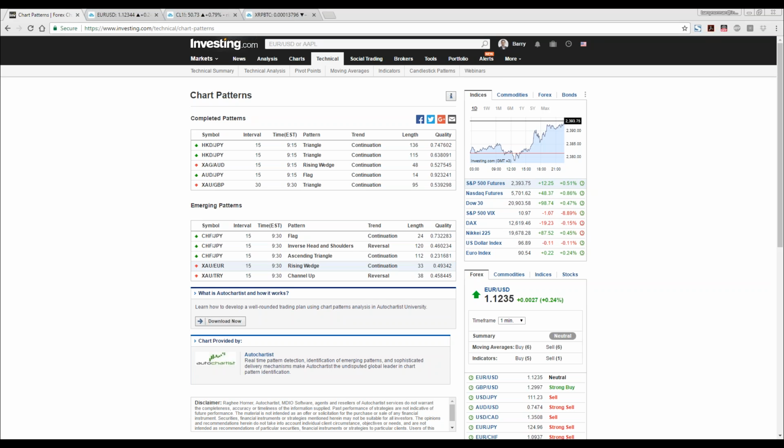But this is one way that you can find them, because I would not use any of this here. All I would know is if I was going to look at trading the Euro Japanese yen, that a flag or an inverse head and shoulders has developed, and I would go to my chart and put it on my chart, and then I would use it to make my own determination.